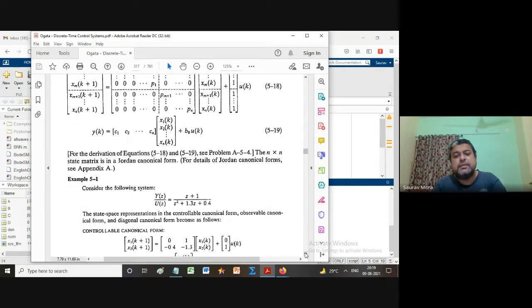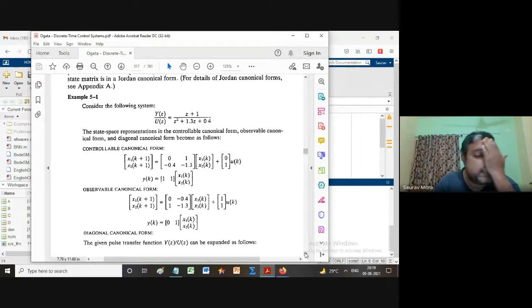Just check this. So instead of Z, you have to read S. So consider the following: it is S plus 1 over S square plus 1.3S plus 0.4. So how to write it? So it is 0, 1 and minus 0.4. So this 0.4 comes here, minus 0.4, and this is minus 1.3, and this is 0, 1. After some calculation it becomes like this. So this is the first canonical form, controllable canonical form, and the second one is observable canonical form.